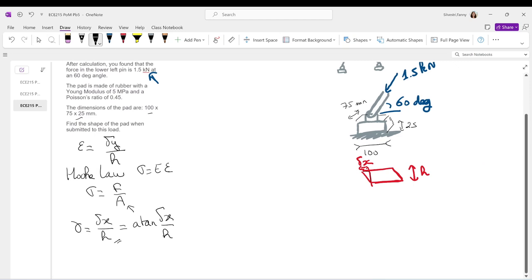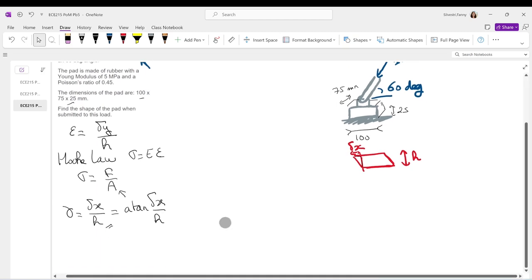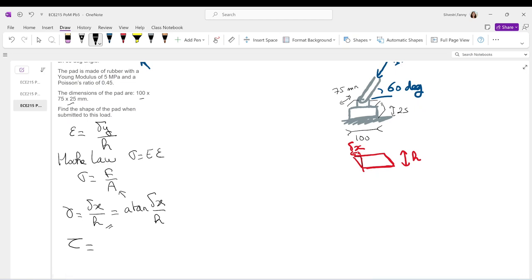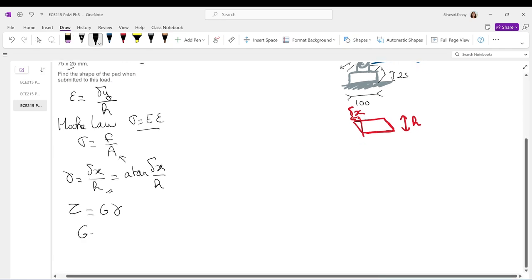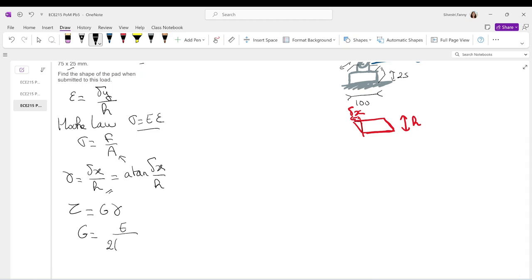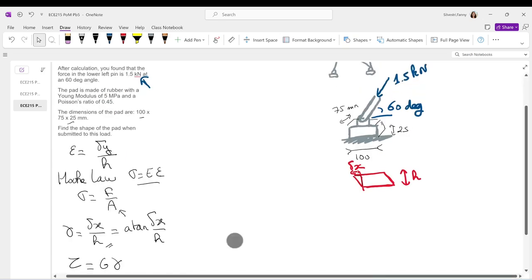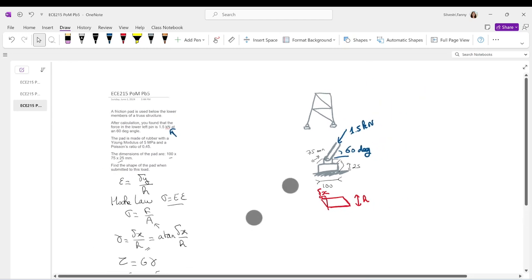Okay, and how would we get gamma? We get gamma with tau, the shearing stress, equals G times gamma. Same thing as sigma equals E epsilon, tau equals G times gamma. And how do we find G? That's our long formula, right? G equals E divided by 2 times 1 plus mu. And mu is given. That's why we have the Poisson's coefficient in this example.